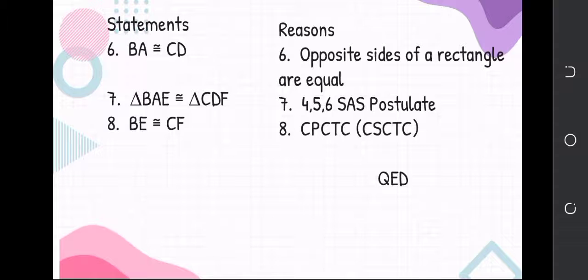And lastly, we have now proven that line segment BE is congruent to line segment CF because of CPCTC, corresponding parts of congruent triangles are congruent, and more specifically because of CSCTC, which is corresponding sides of congruent triangles are congruent. QED.